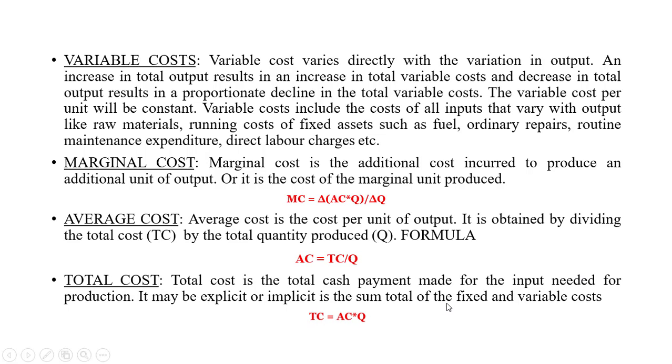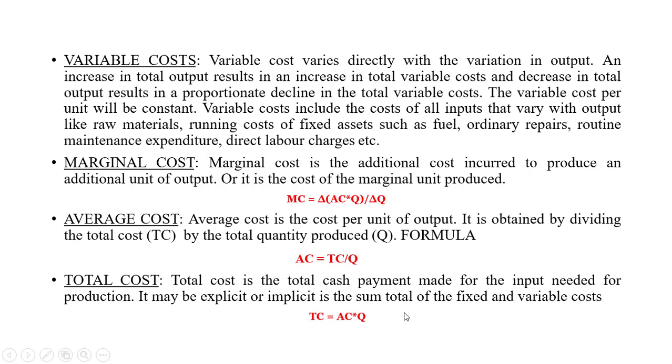Whatever you require, you have to purchase it. You need labor, you need machines, you need raw materials, all these things you have to purchase, right? You have to make the cash payment to get those inputs. So that is known as your total cost. So the total cost formula is average cost into quantity. Whatever the average cost is, multiply it with the quantity. So it is just the reverse of the previous formula.